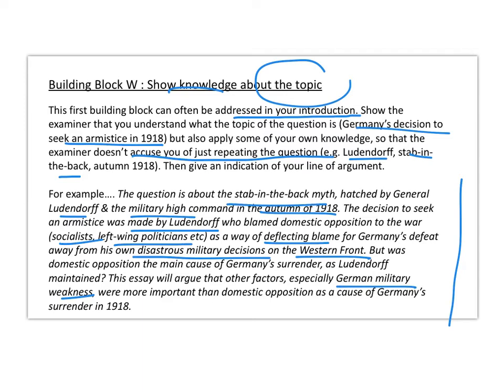Now, can you see what I've done there with the underlining? In that introduction, I've underlined additional own knowledge. A weak candidate would reference the question, and this introduction does reference the question. It says the decision to seek an armistice, domestic opposition, the main cause of Germany's surrender. So the bits in red are repeating the question, showing awareness of the question, but I've also scattered into my introduction additional knowledge.